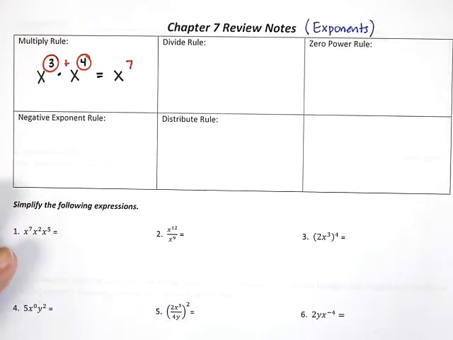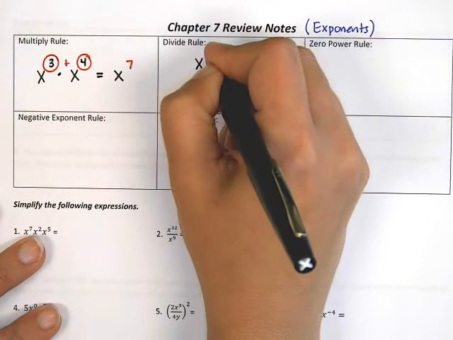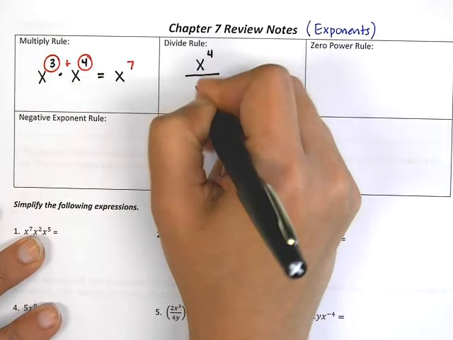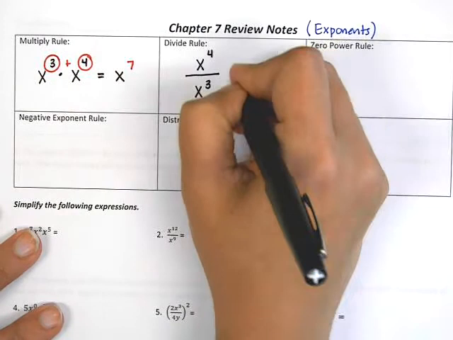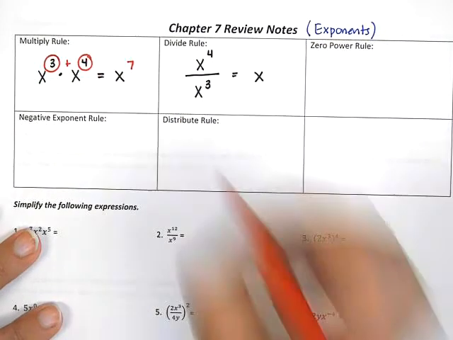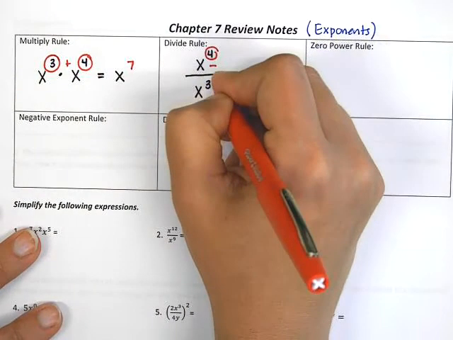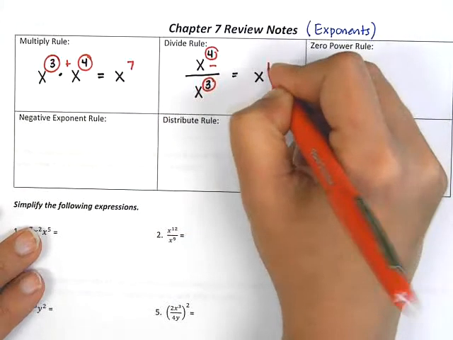Then we learned the divide rule. So if we have x to the fourth divided by x to the third, then the shortcut is you can just take those exponents and subtract them. And 4 minus 3 is 1.